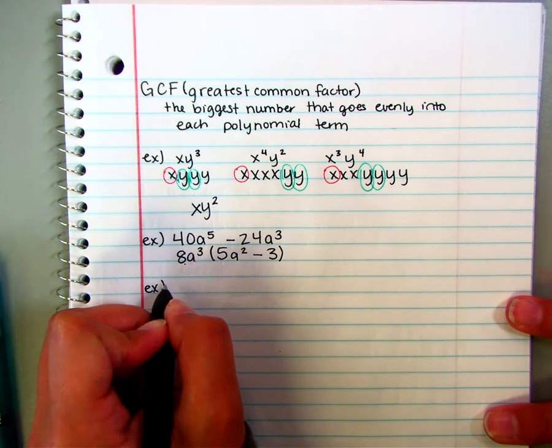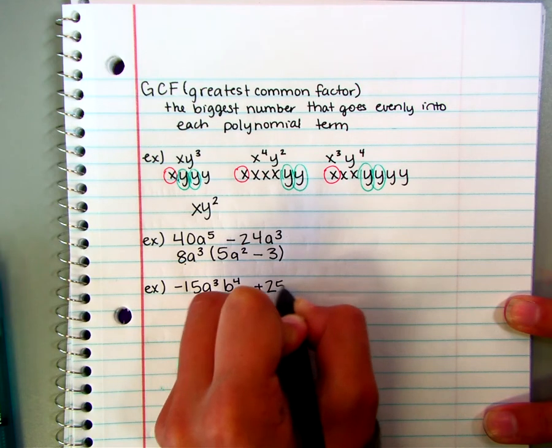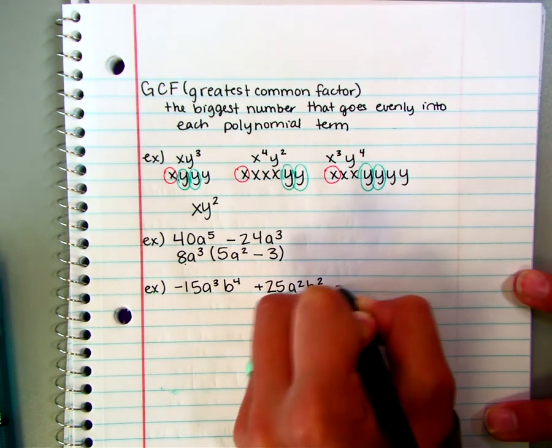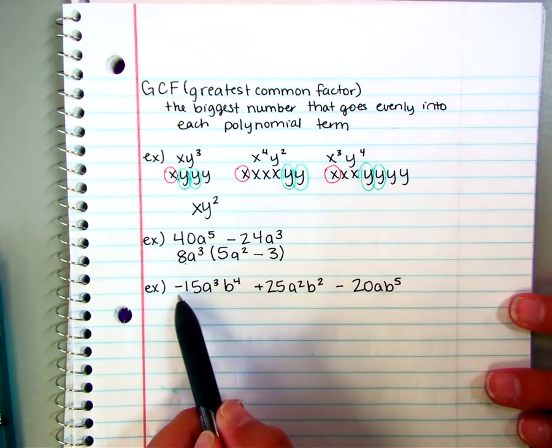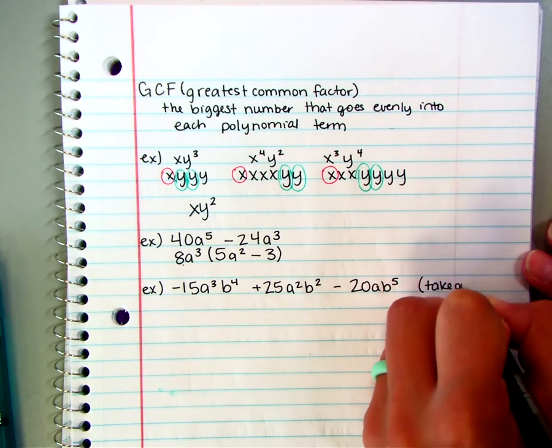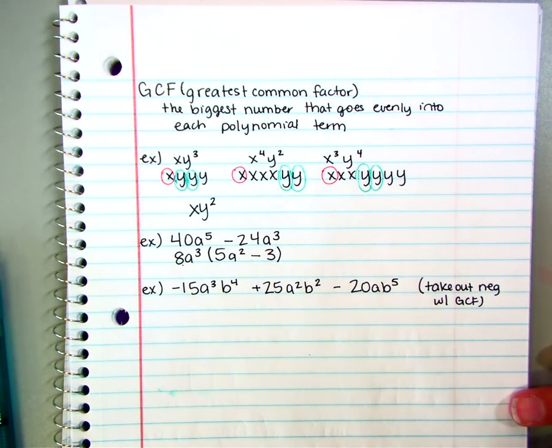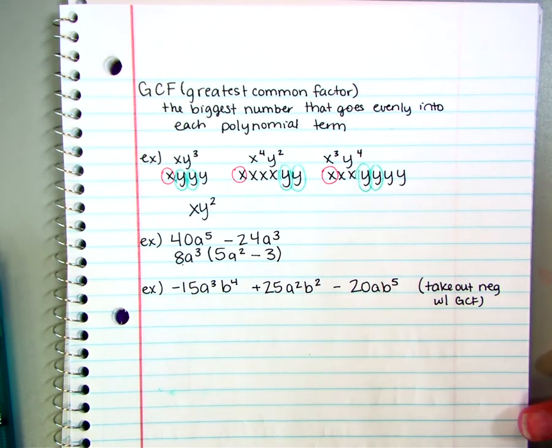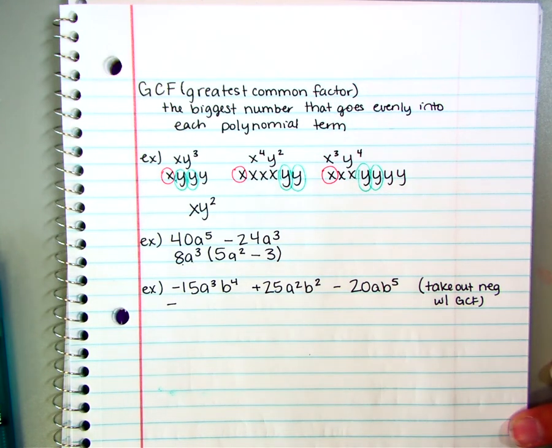So we've got a couple more examples. Negative 15a to the 3rd b to the 4th, plus 25a squared b squared, minus 20ab to the 5th. And so this one, your leading term starts with a negative. So when we have this, we want to take out a negative with your GCF. Now we've got three terms, so we're looking for a number and the variables that go into all three of them. So we're going to take out a negative, and then what number goes into 15, 25, and 20? What's the biggest number? 5.